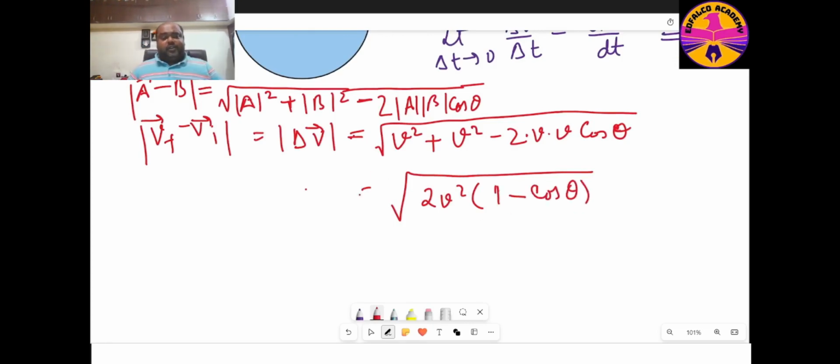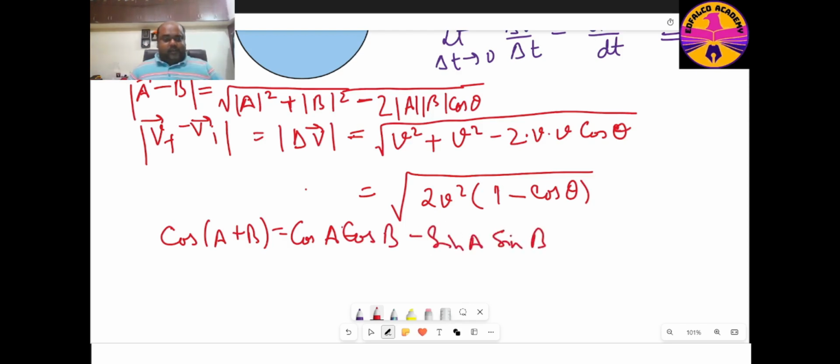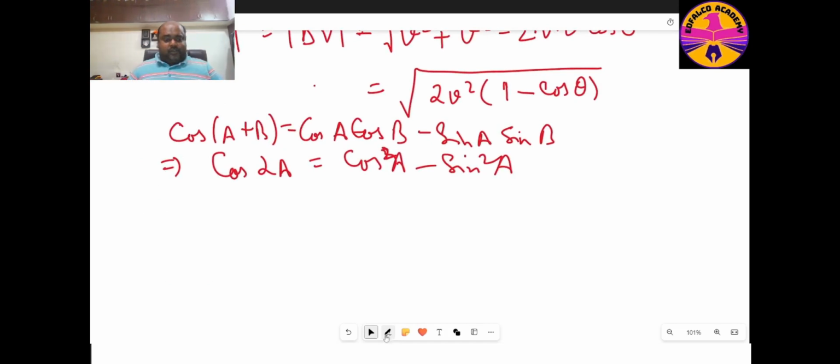Now, if you have studied trigonometry, or if you will study it at a later point in time, you would come across a formula which says cos of a plus b is equal to cos a cos b minus sin a sin b, right? So that means if I put a equal to b, I can say this is cos 2a, which is equal to cos a into cos a minus sin square a, right?